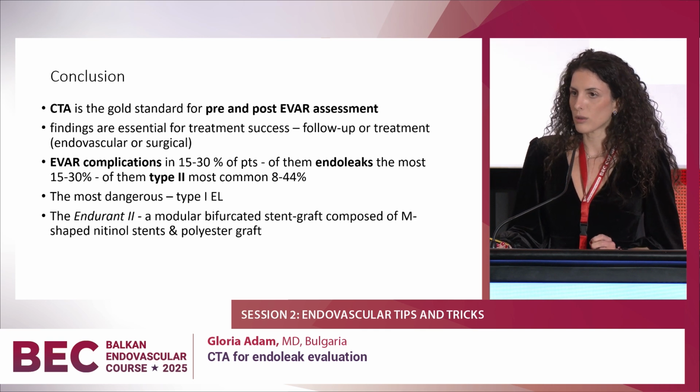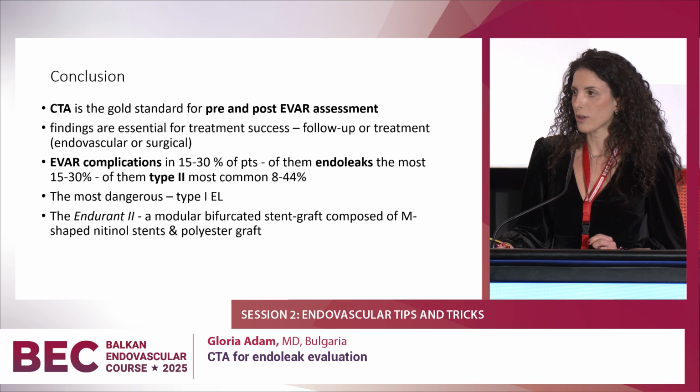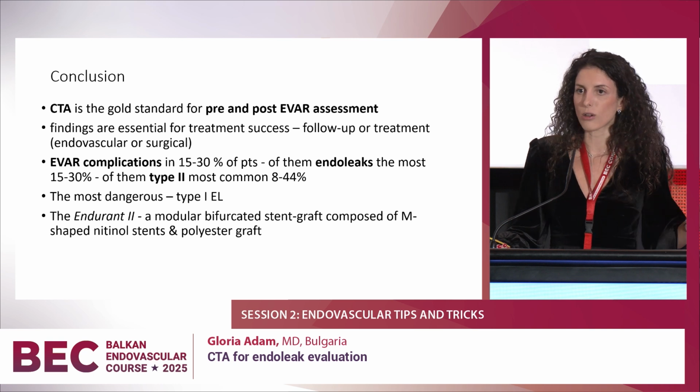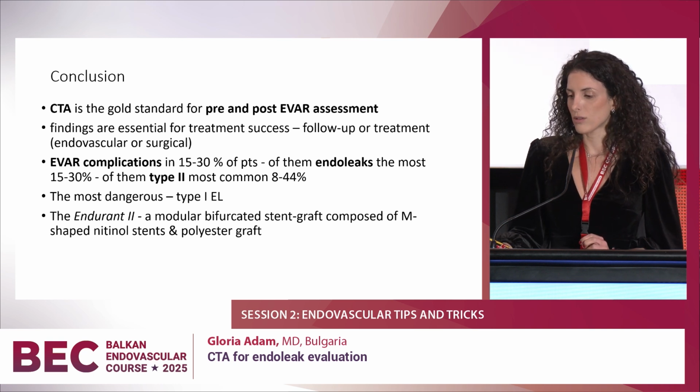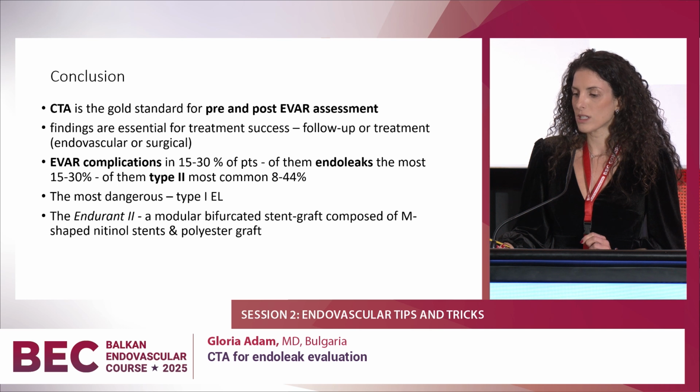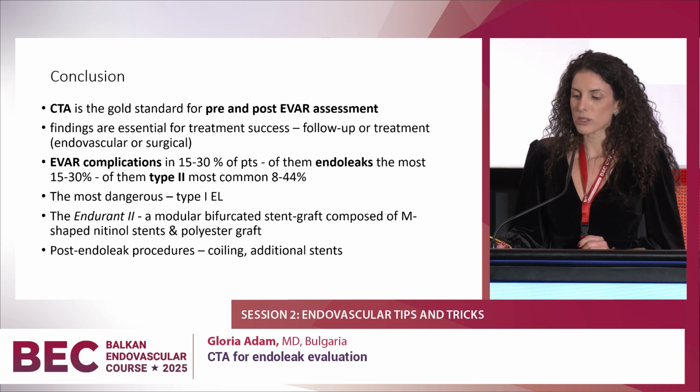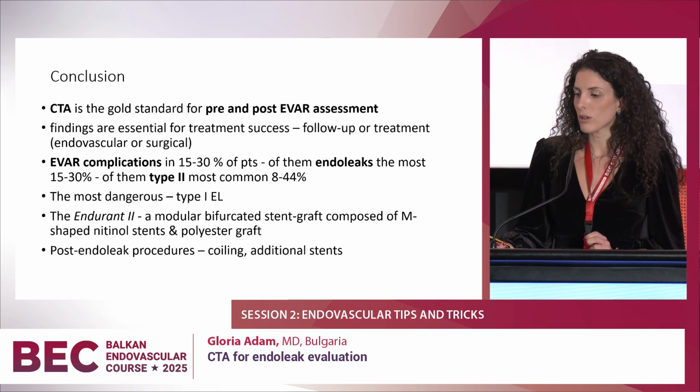The stents that were used for correction of abdominal aneurysm or sealing of the leak site were endurance stents, which are nitinol stents and polyester graft, and post-endoleak procedures which were done were coiling and additional stents to seal the leak part.